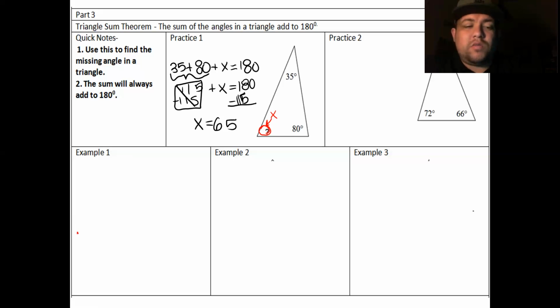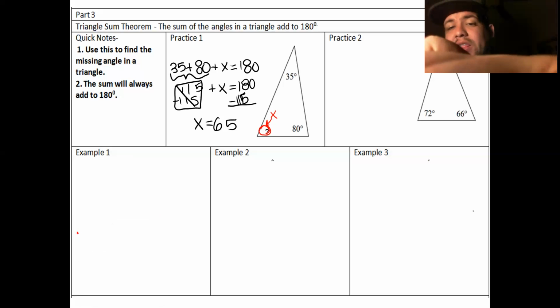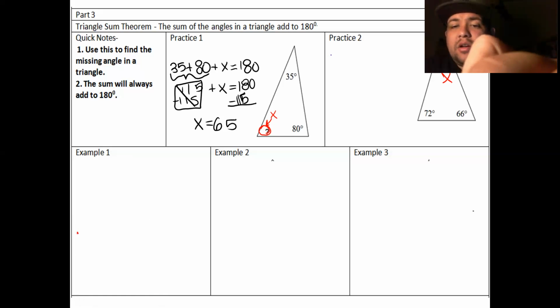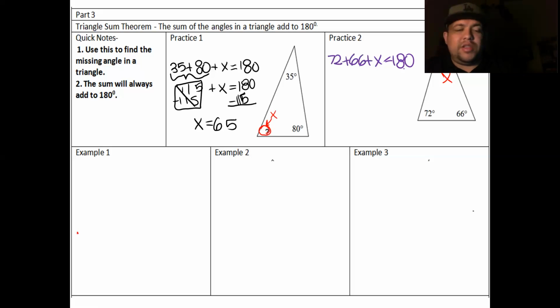Looking at the next ones, we want to see the other angles. Again, I'm going to identify this little part as x, just so you have a variable inside of our equation. But we know that all the angle sums add up to 180. So 72 plus 66 plus x is going to be equal to 180. I'm hoping you guys are able to do these.